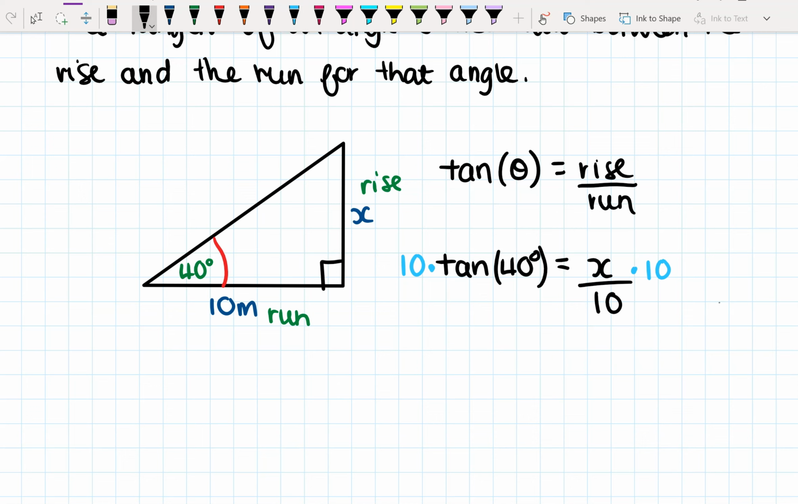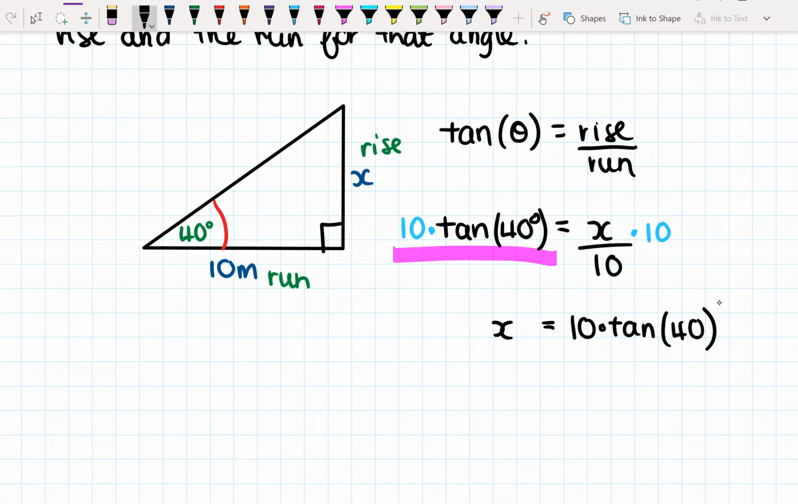Now, again, we want x on the left at the end. So we're going to flip the equation around when we do the next step. I'm going to write x is therefore equal to what we have written here, which is 10 times the tan of 40.